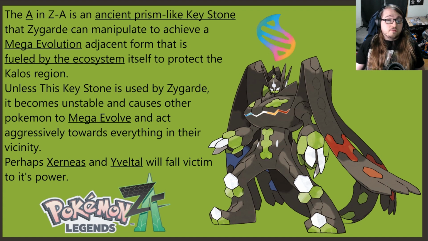Because we don't know absolutely anything other than Mega Evolution, and it's in Kalos, and the title. That's all we can go off of. But I made a lot of connections with the Greek alphabet, the XYZ axis, Mega Evolution, Prism, all that jazz. So, like I said, final predictions.